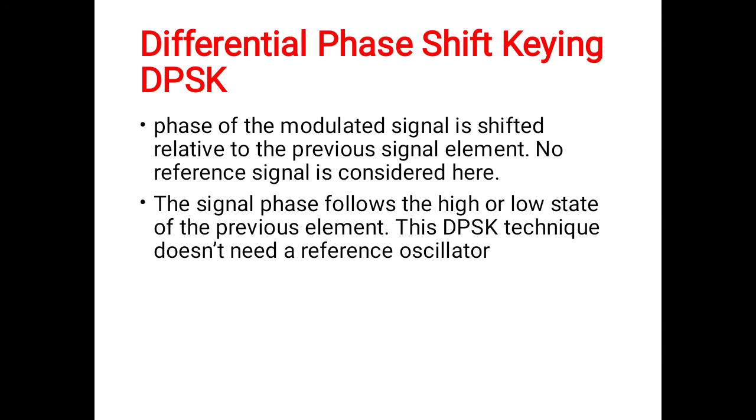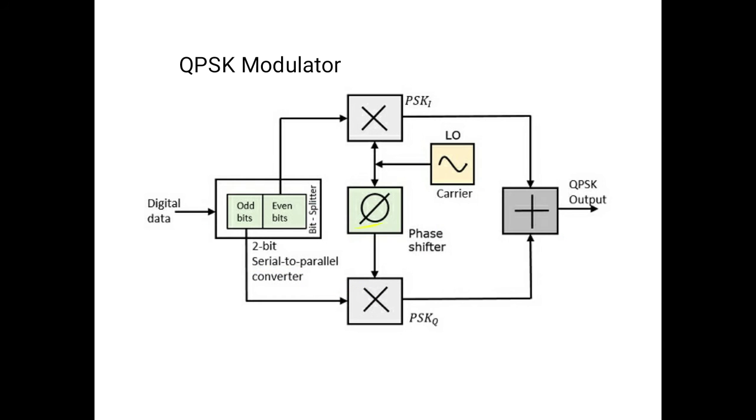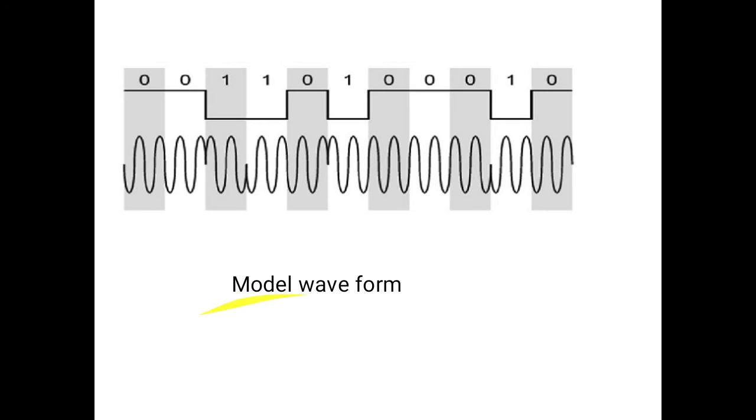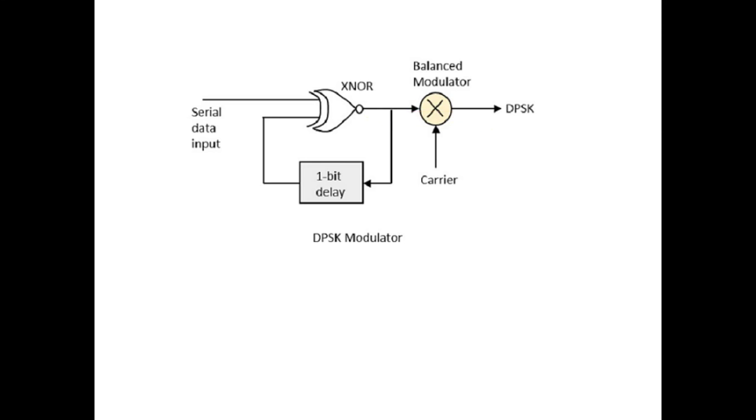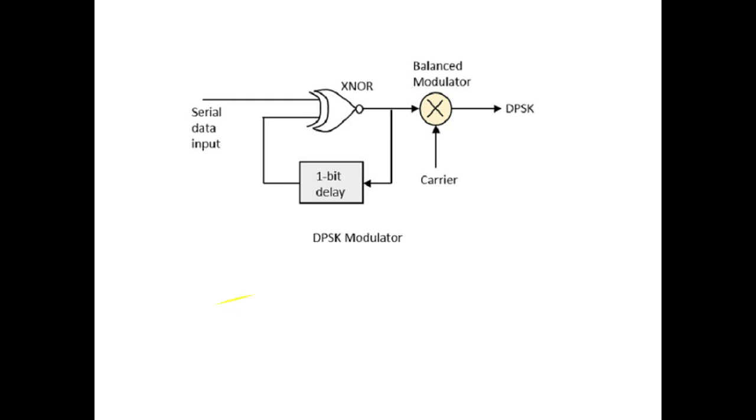Phase of the modulated signal is shifted relative to the previous signal element, and no reference signal is considered here. The signal phase follows either high or low states of the previous element. This DPSK technique does not need a reference oscillator. That's why in the case of the modulator, there is no oscillator. Now, the modulated waveform will be like this. Depending on this data, phases shift. Now in this case, amplitude is constant and also frequency is constant.